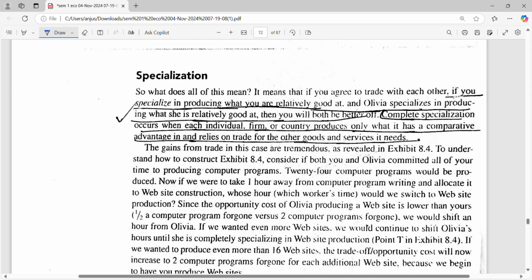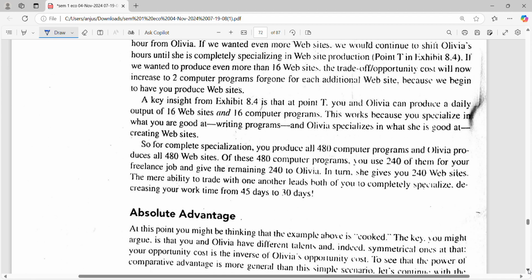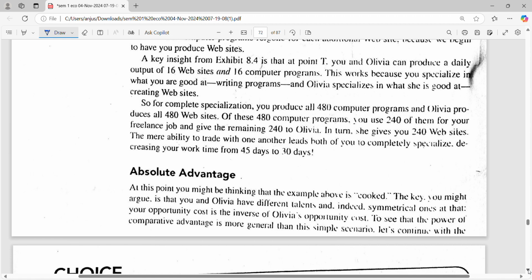You only produce computer programs now, and you need some websites. So you will be trading. And Olivia will be ready to have a trade with you to get some computer programs as well. So that is what is done in complete specialization. You will be entering into trade for getting the other goods and services in which you do not have a comparative advantage. Next is absolute advantage.